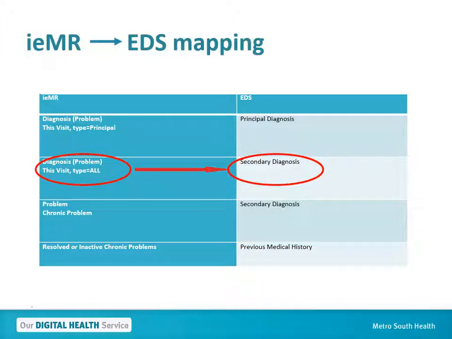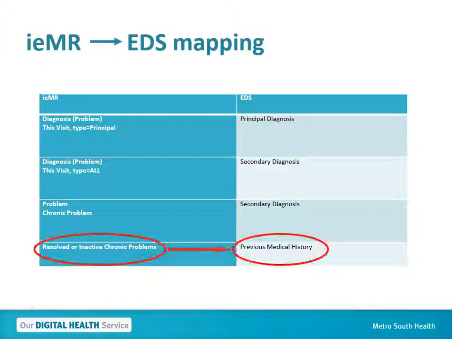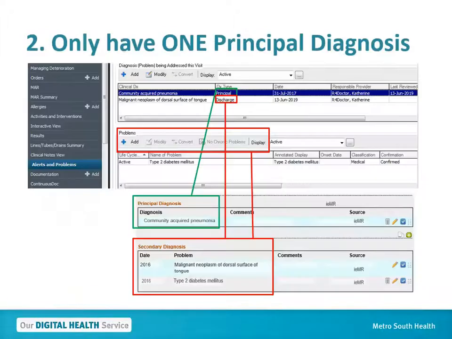If you enter a diagnosis into the patient's chart with any other type other than principal, it will flow through into EDS into the secondary diagnosis fields. Any chronic conditions that you enter into the patient's chart will also flow through into the secondary diagnosis field. But any resolved or inactive chronic problems or conditions will populate into previous medical history in EDS.